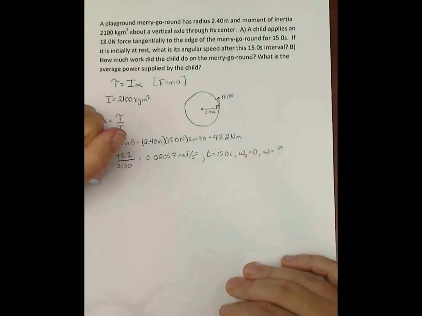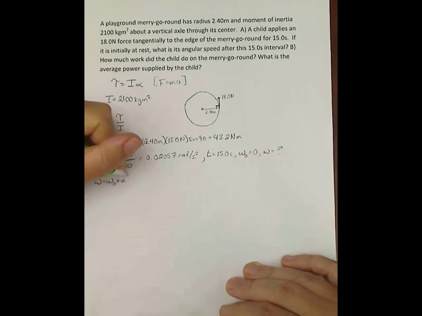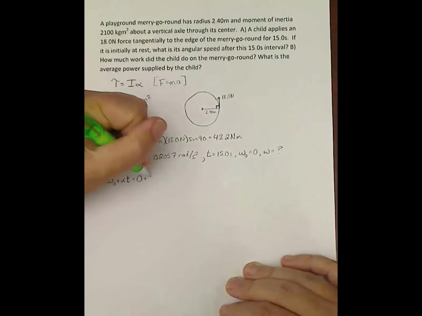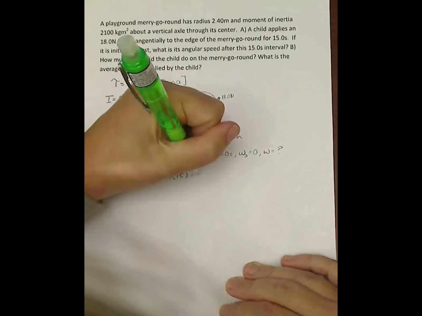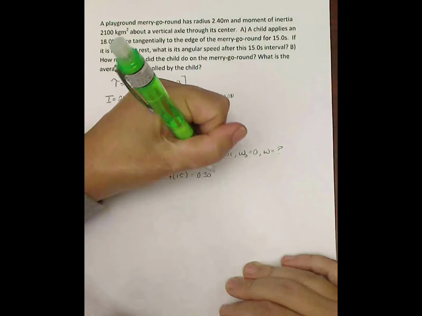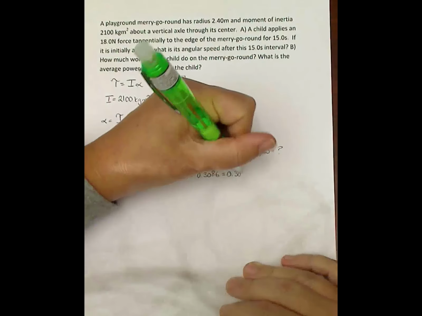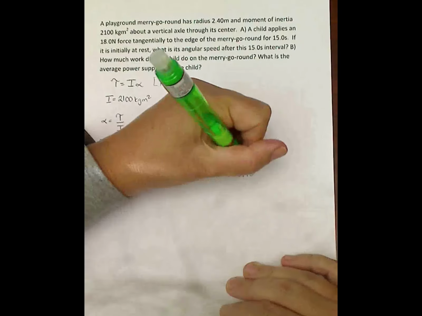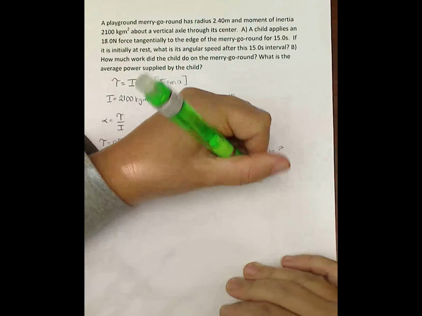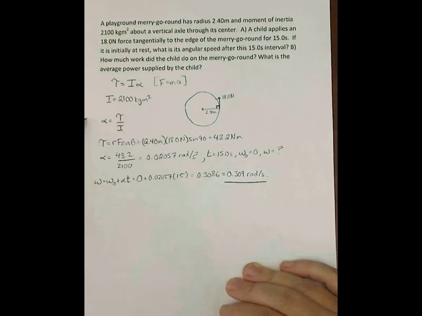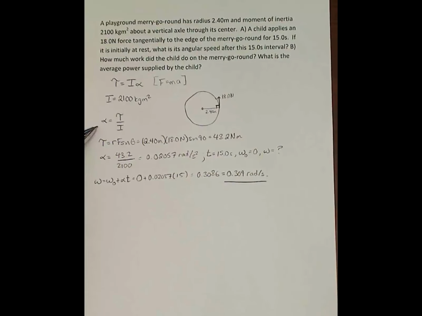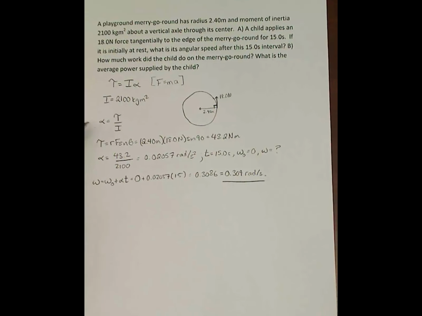Well, we know omega is equal to omega initial plus alpha t. I know alpha, t, and omega initial, so I just plug the things in. So omega 0 is 0 plus alpha, 0.02057, times the time, and I get 0.3086, or 0.309 in 3 sig figs, radians per second. And that's my answer for part A. So I had to do a little bit of work first to get my acceleration, and then once I had my acceleration, I had to use my kinematics equations to find the speed.